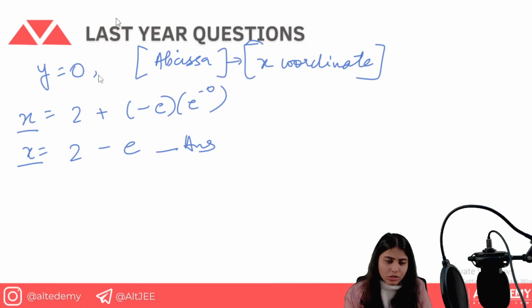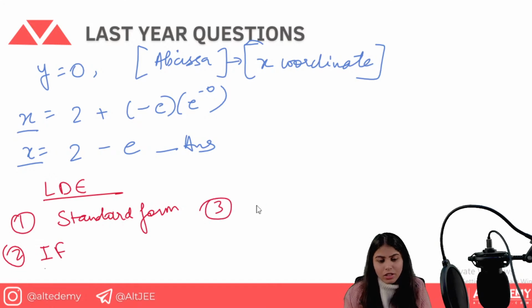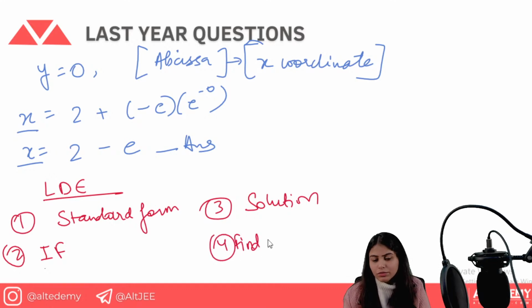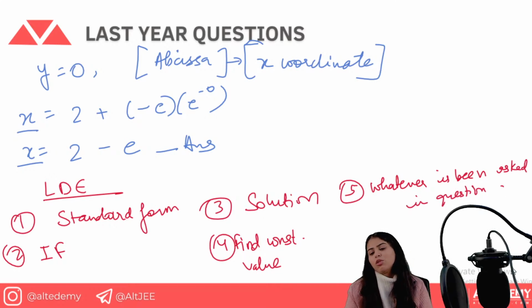What are the steps we followed for solving the linear differential equation? Firstly, standard form. Secondly, integration factor. Thirdly, solution, writing it in the solution form. Fourthly, finding the constant value. Okay, and fifth, whatever is being asked in the question. These are the 5 steps which you need to follow for the linear differential equation.